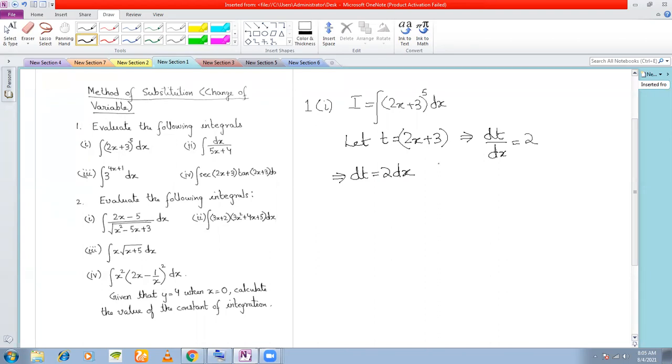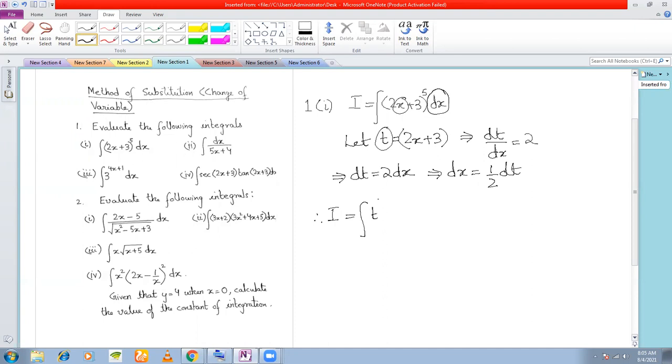Right? Now what is dx here? Find the value of dx here. dx here is half of dt, right? Now the variable here is x, and I want to change the variable from x to t. So what do I do? What have I assumed? I have assumed 2x + 3 is equal to t.